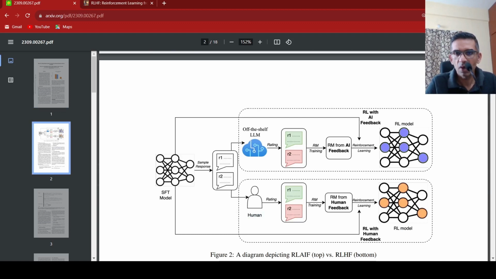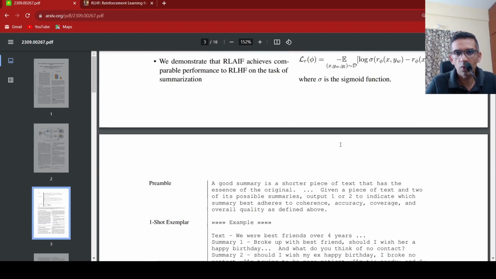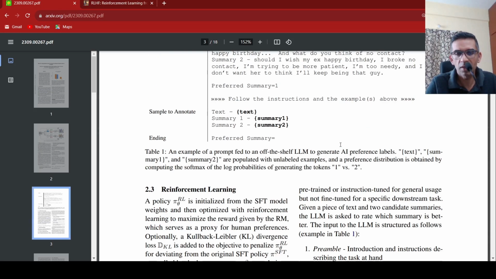RLHF was revolutionary in the sense that ChatGPT's performance is mainly because of this RLHF. Now, what if you can replace human preferences by an off-the-shelf LLM, which is an AI model? Then you can easily scale this. That is the idea over here, because humans are a bottleneck in generating these preferences. You need human labor for that. With this key idea, they explain what reinforcement learning with human feedback is.